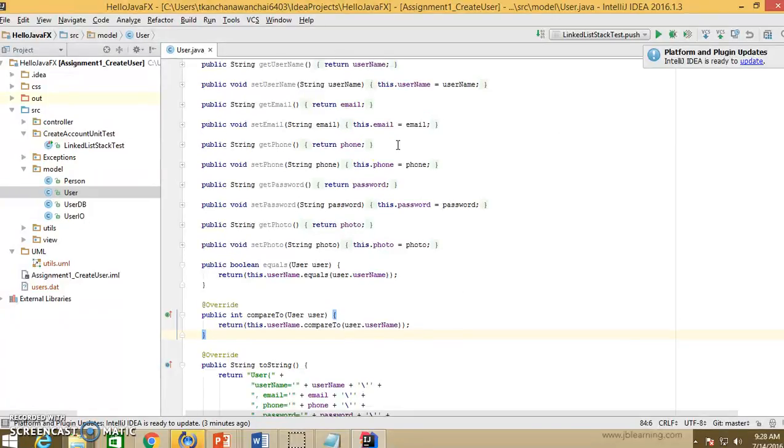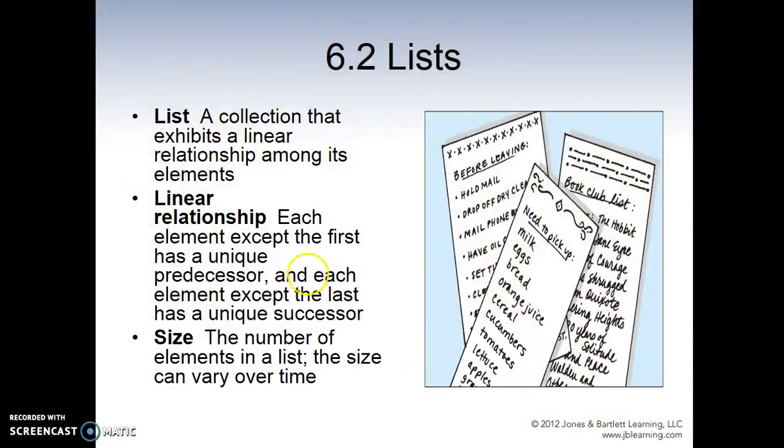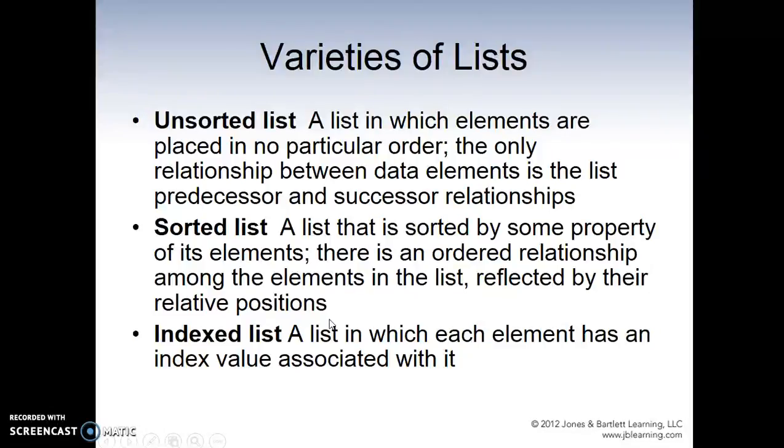So let's start to look at, we're going to create a list. So let's review the list first. Like we said, lists exhibit a linear relationship among the elements. Each element except the first has a unique predecessor. Each element except the last has a unique successor. And we have the size that keeps track of how many elements are on the list, and it can vary over time.